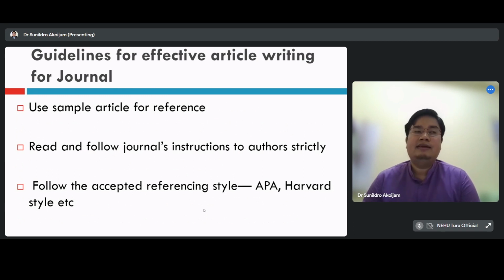Every reputed journal will always have some sample articles on their website. The only thing you have to do is find them, see them, and then accordingly restructure your paper.